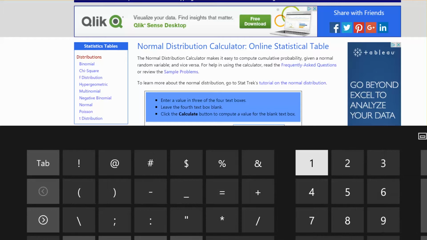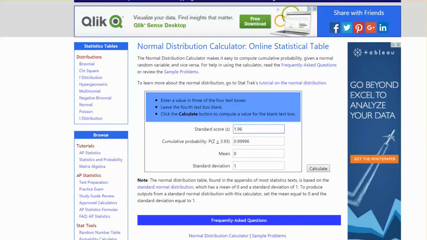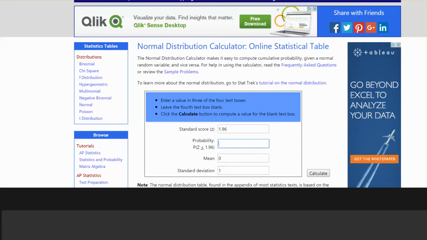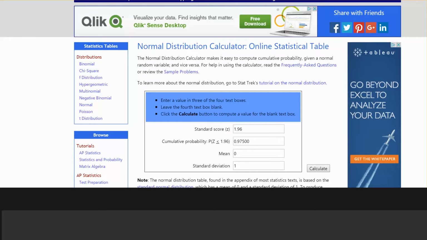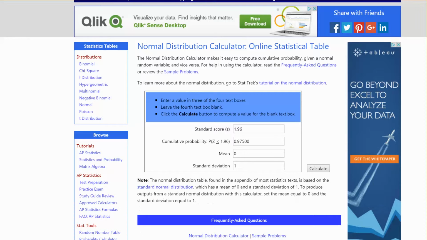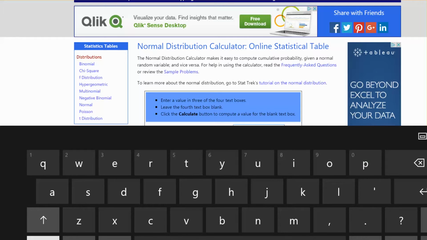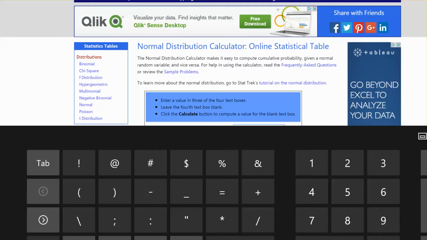So let's evaluate that z-score of 1.96. Punch that in, 1.96. Let's get that going, and we'll calculate it. So the positive 1.96 is 0.975. What I want to do is look at the negative 1.96 first. And let's see what happens when we punch that minus sign in there.